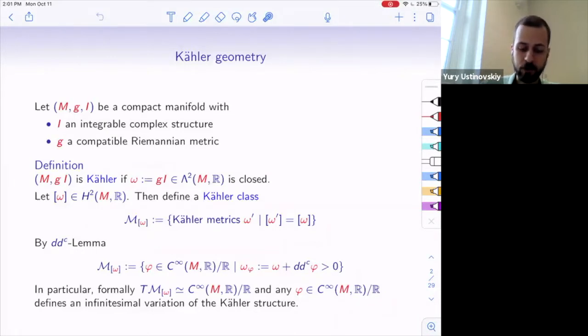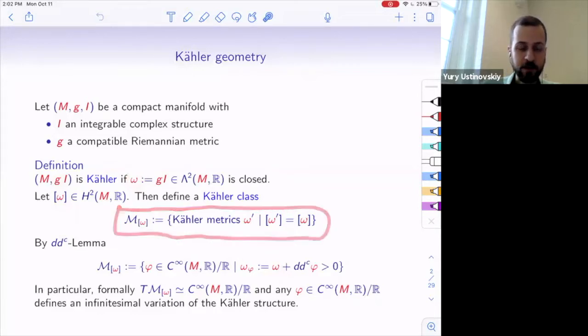And in particular, automatically you define a cohomology class of your 2-form. So this will be an element in the second cohomology of your manifold. And in this case, you can define a notion of a Kähler class. You can consider all possible Kähler structures. So usually you fix your manifold and you fix the complex structure, and you look for all compatible Riemannian metrics which make it Kähler, or equivalently for all compatible closed 2-forms which could be used to recover a metric.